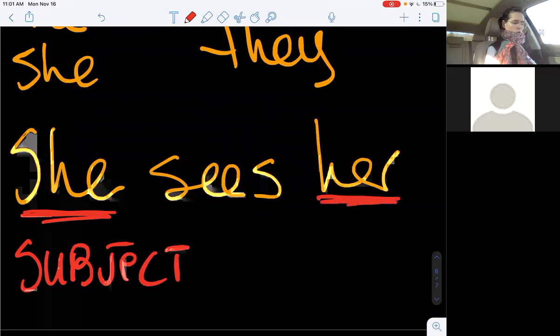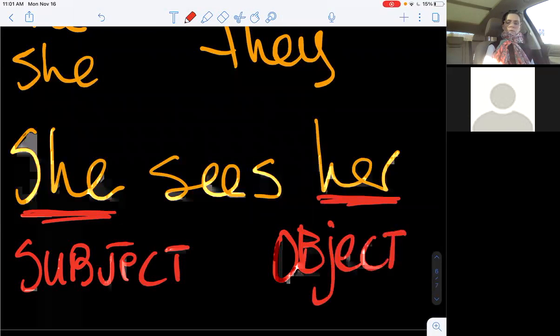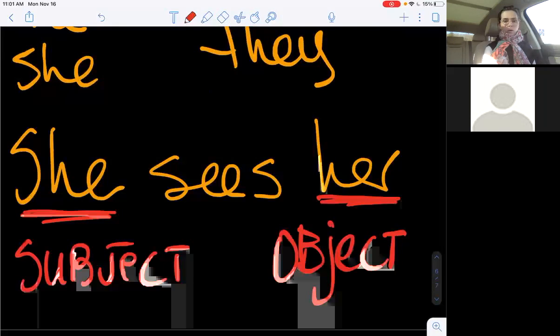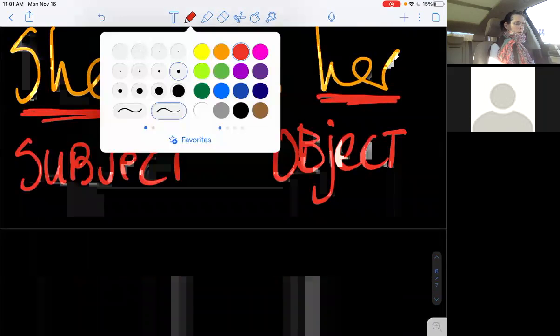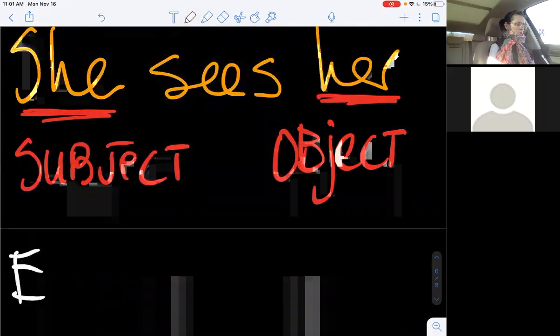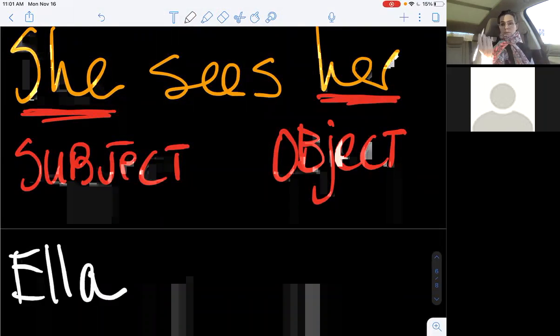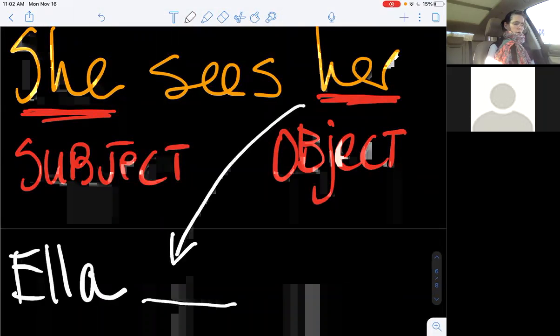However, her is the object. And in this case it is the direct object, which is the one that we're seeing now, that answers the question, whom do you see? Her. So if we put that in Spanish, ella, she, and then we have sees, ve, but the thing is that her will go before the verb in Spanish.